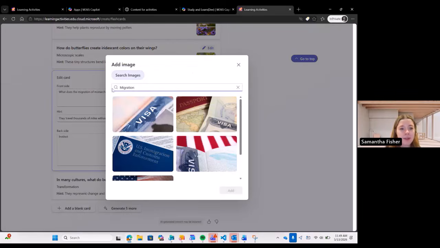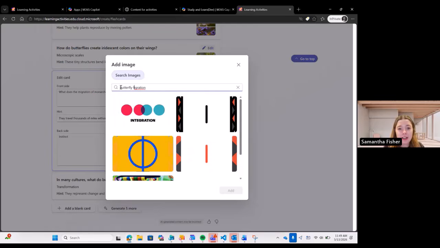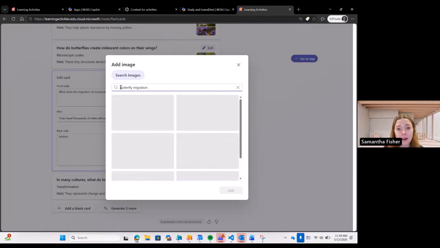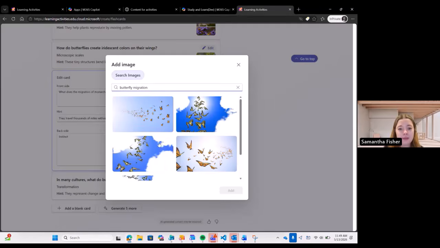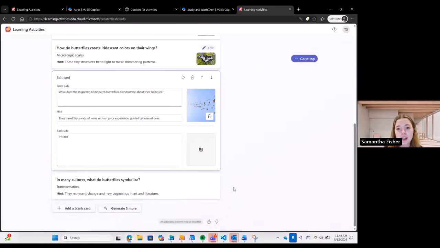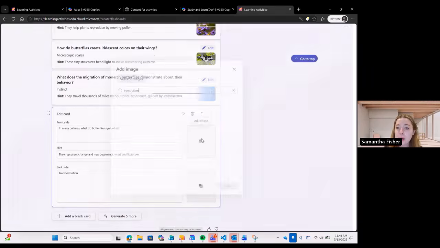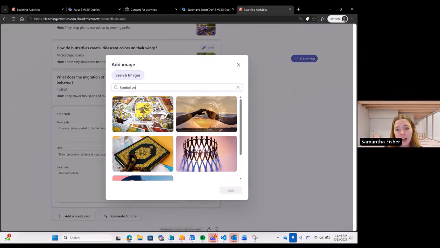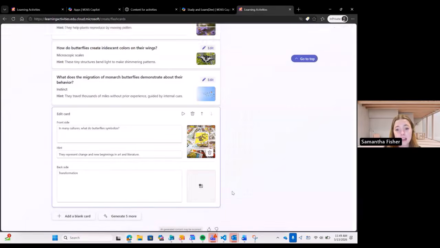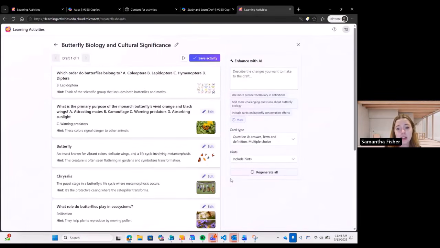And this is an example. So sometimes it'll give you a search term that doesn't quite work for you, like migration. We're not talking about human migration. So if I change this search term to butterfly migration, oh, awesome. Now I'm going to get an image that works much better for my flashcard set. So not always the pre-populated search term will work, but sometimes it's really good. I find most of the cases it does a pretty good job.